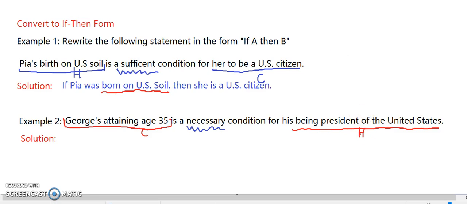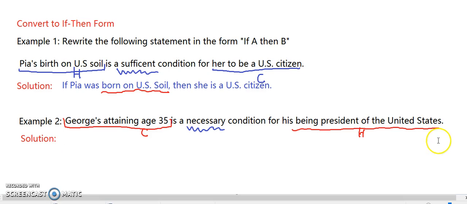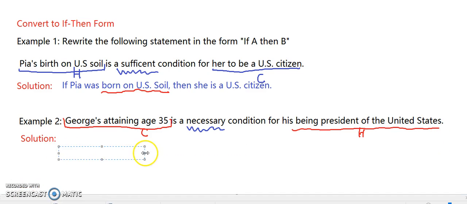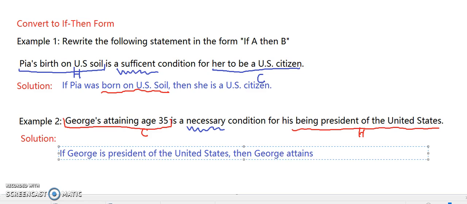Okay, so a necessary condition would be a conclusion, or one of the requirements for the hypothesis. So if we write it in the if-then form, this would be: if George is president of the United States, then George attains age 35.